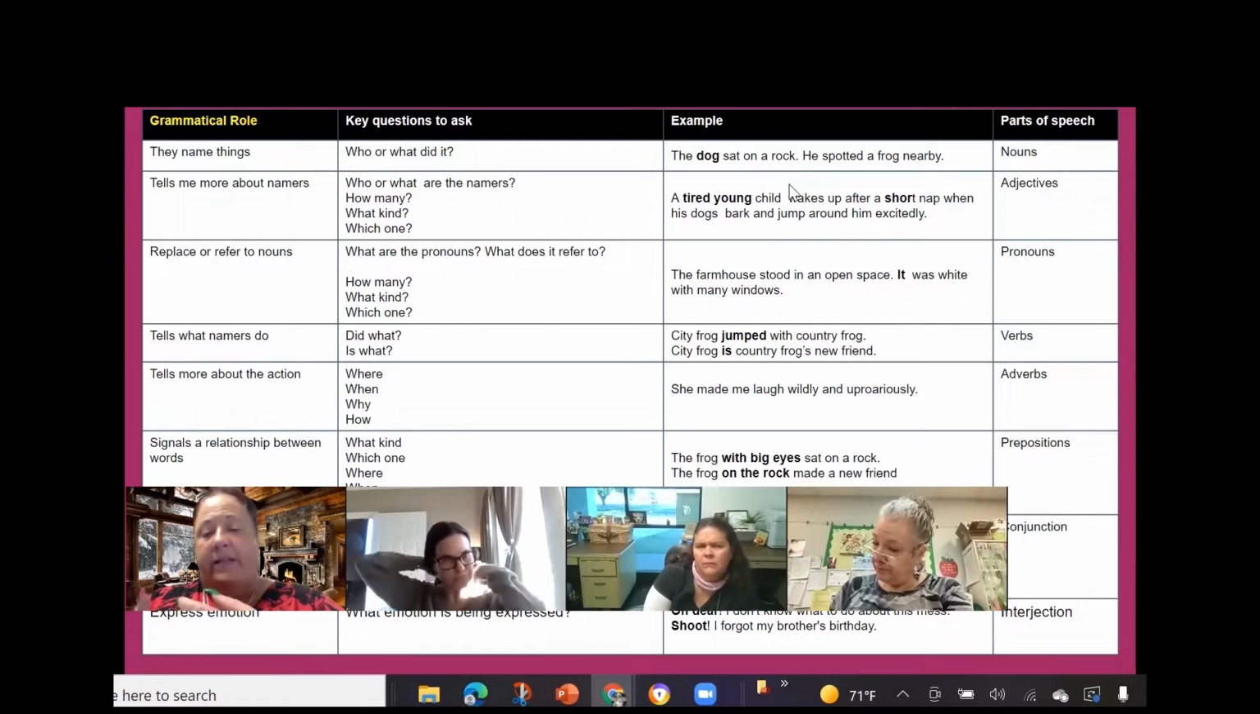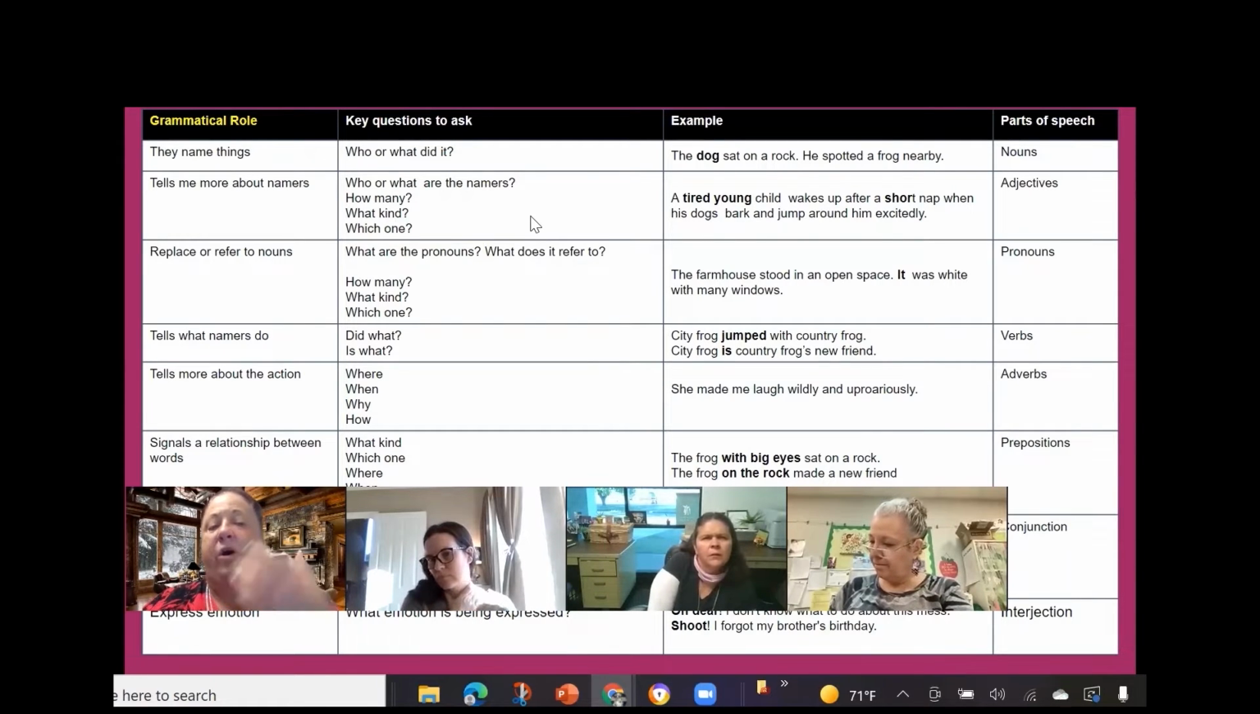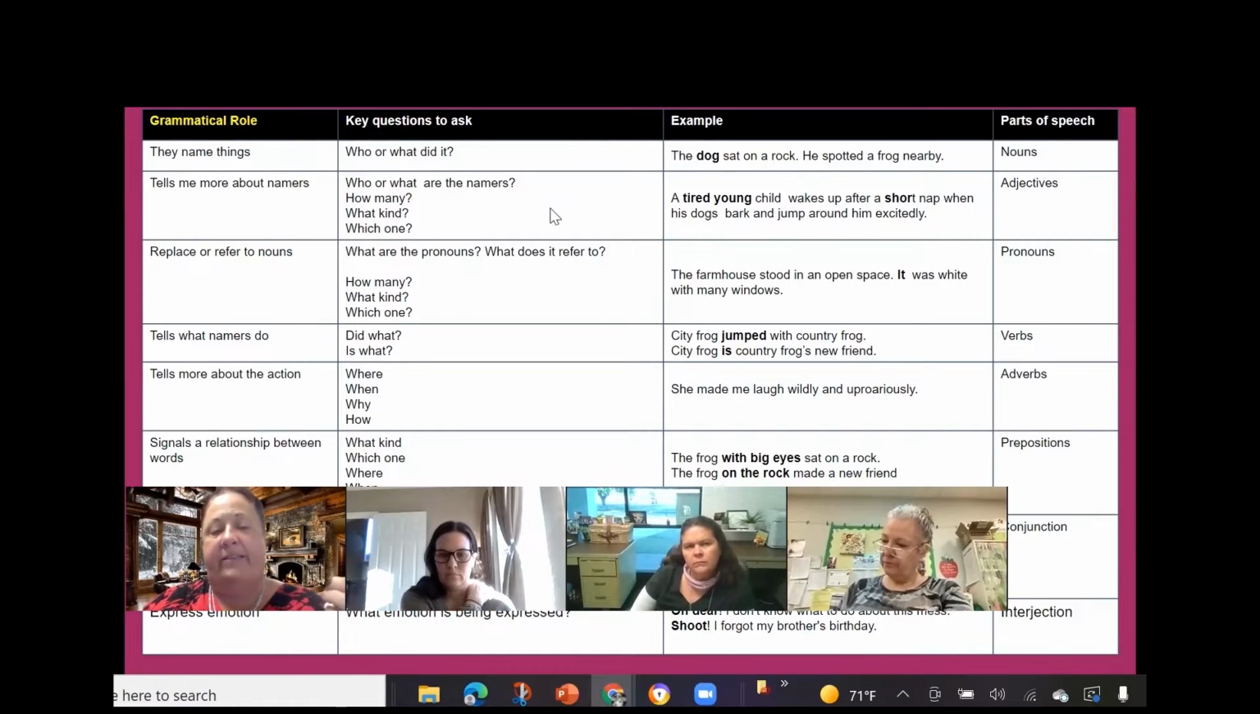So who or what is it about, right? These are kind of the prompts we had. What do we know about them? How many are there? What kind are they? Which ones are we talking about? Getting them into the details of comprehending at the sentence level.